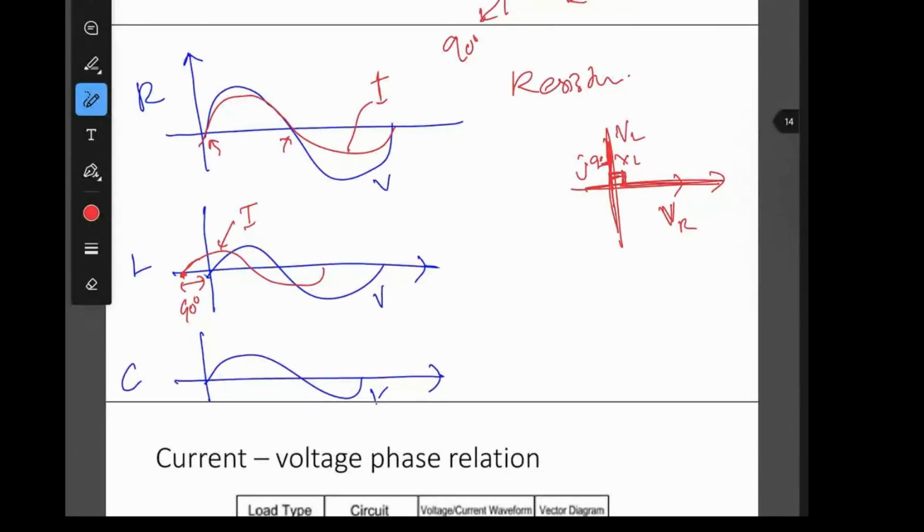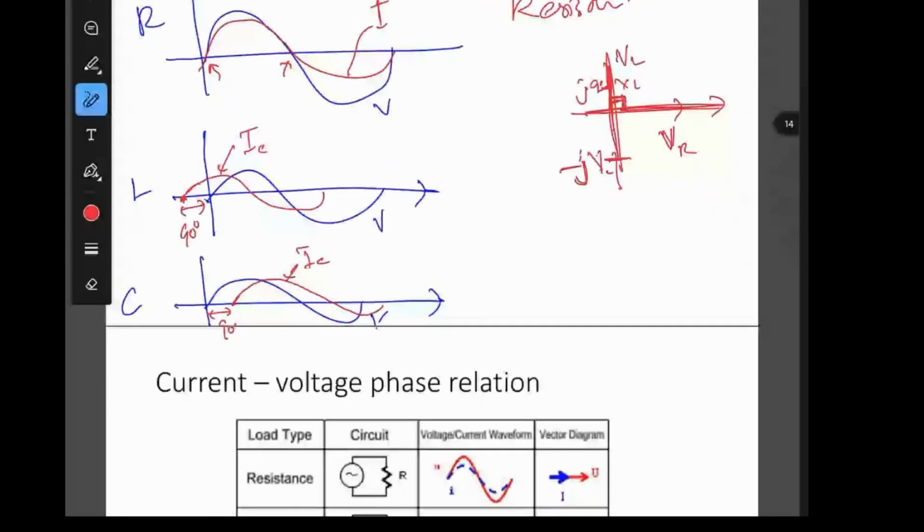For the capacitor, it is at the bottom, minus j, minus j VC. So this means that the capacitor will be leading by 90 degrees. Current and voltage for the capacitor, this one is 90 degrees. Okay.